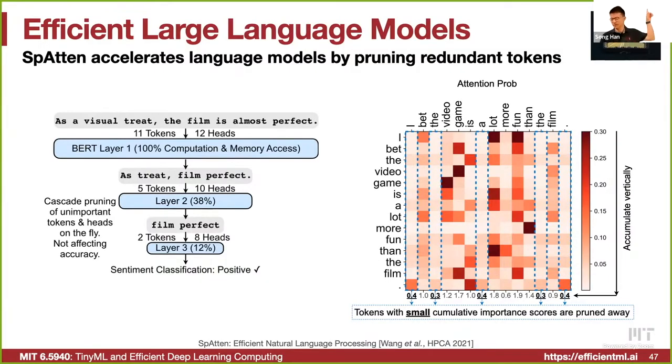So showing that human language has a lot of redundancy, we can take advantage of that redundancy and do sparse attention. This is a project we did about 4 years ago, called sparse attention. We can actually remove those redundant tokens that don't heavily attend to other tokens. Like in this example, I bet the video game is a lot more fun than the film. Video attends very heavily to game, but the words I and the don't attend to any words very heavily, so we can safely remove those tokens. So those are some of the techniques we are going to dive deeper into in later parts of this lecture. Today, we are just giving an overview for you to get a taste of what we are going to learn.